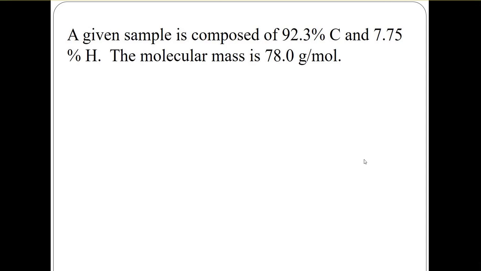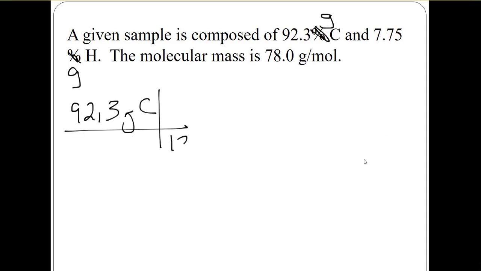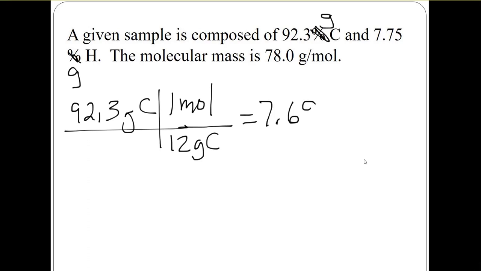Let's look at an example that pulls it all together. We're given percent composition data, and then we need to write the empirical formula, and then we need to write the molecular mass. All right, so again, if there's percentages, cross those out and put grams. And I just have 2 elements here. So I have 92.3 grams of carbon. I'm going to divide it by 12 grams of carbon because I look on the periodic table, and 12 grams is equal to 1 mole. And I get 7.69 moles of my carbon.